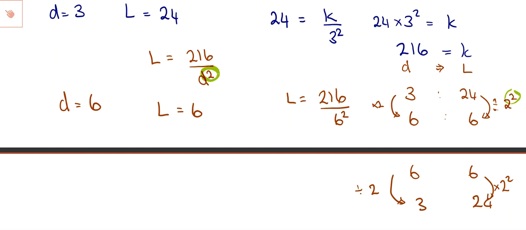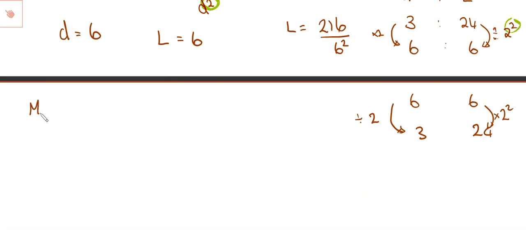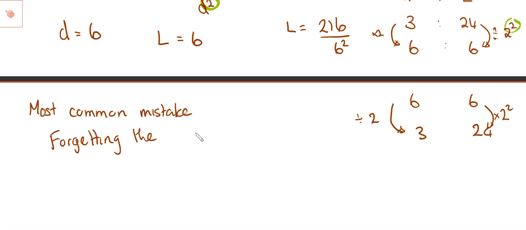It's just remembering to square it, actually. That is the most common mistake. Should we write that down? It's always good to know mistakes. Most common mistake, okay? Forgetting the exponent. Alright? Whether that's a squared, or a cubed, or a square root, or whatever, forgetting the exponent is the biggest common mistake.